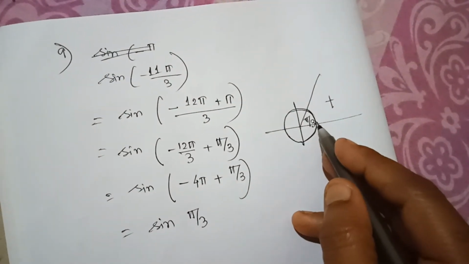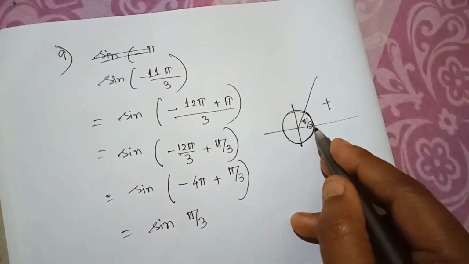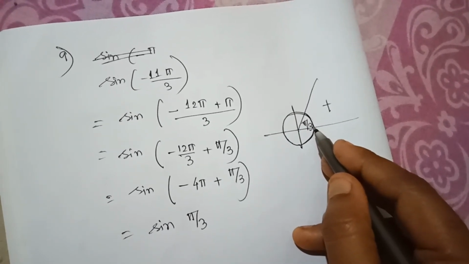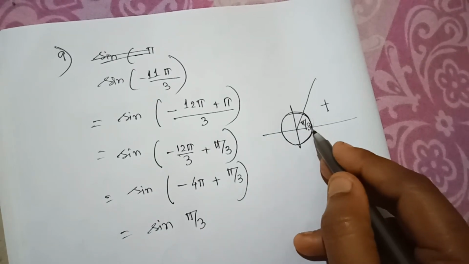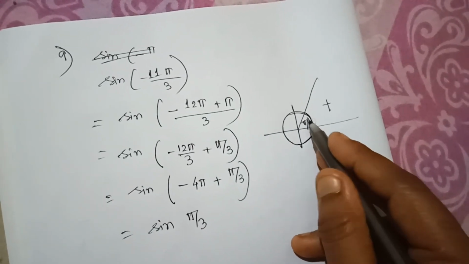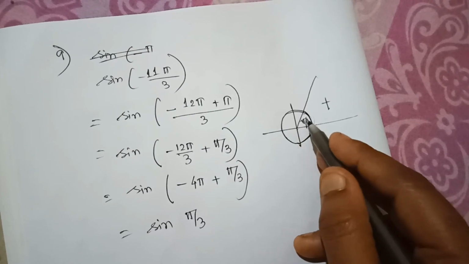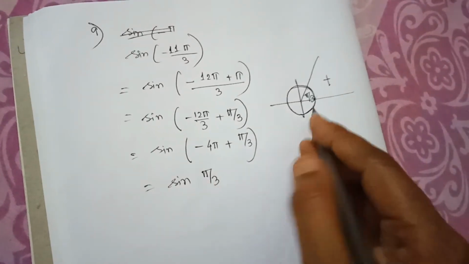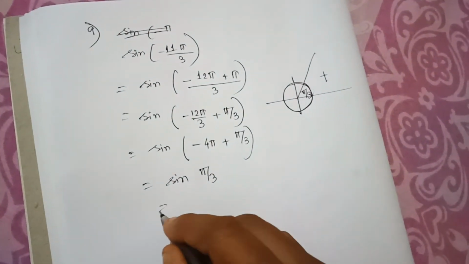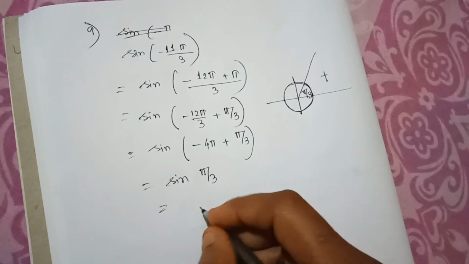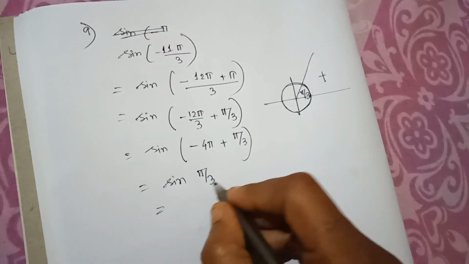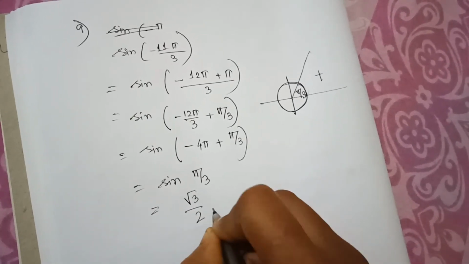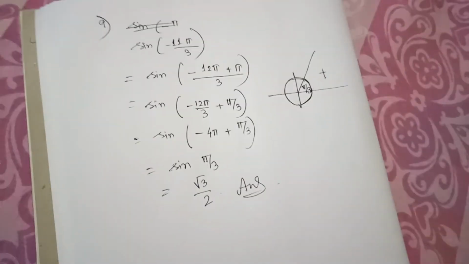Why? Because look, starting from here 2 pi, so it is dismissed, then again another 2 pi, so it is again dismissed. What is not dismissed is pi by 3 left. So we are having sine pi by 3. Now this is in the first quadrant, so obviously normal sine pi by 3. Sine pi by 3 means sine 60 degrees, that you all know. Sine 60 degrees means root 3 by 2, and that will be the answer.